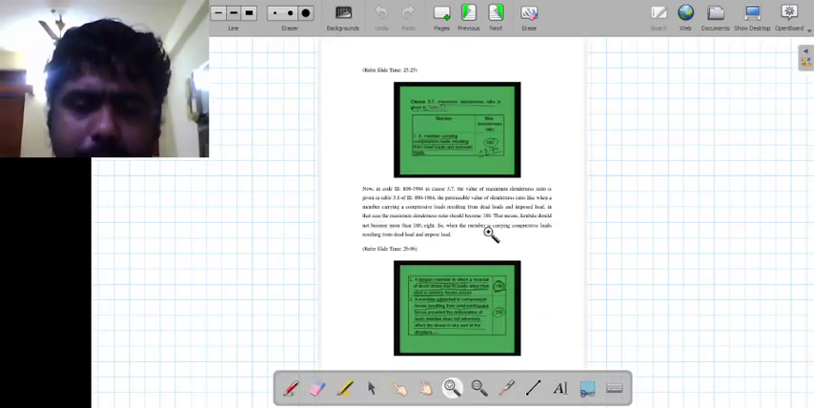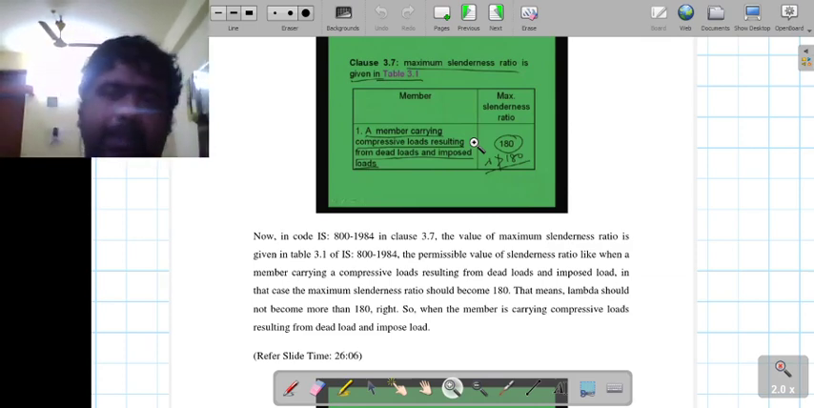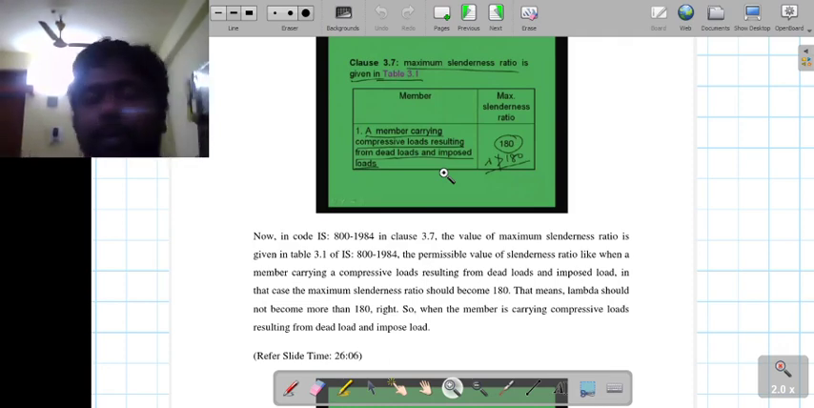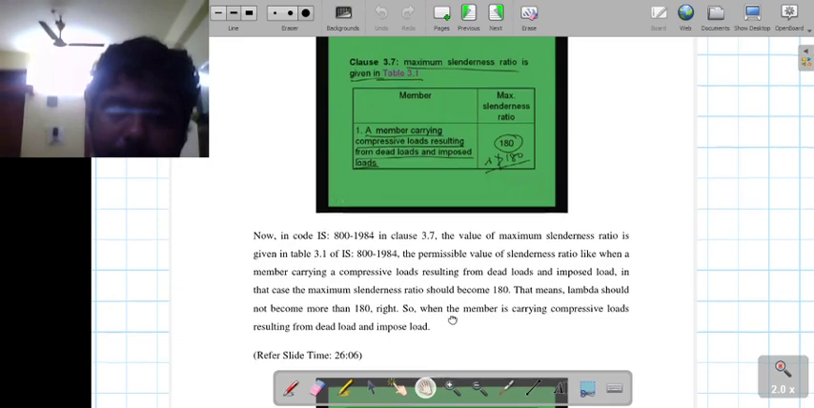Okay, so this is the codal provision that is given in clause number 3.7 of the code book. What is that? Number 1, for a member carrying compressive loads resulting from dead load and imposed load, the maximum slenderness ratio is limited to 180. That means lambda cannot be more than 180. In general normal cases, when there is only the dead load from the structure itself or live load, whatever it may be, the slenderness ratio you calculate should not exceed 180. Okay, so that is the first condition you have to check.